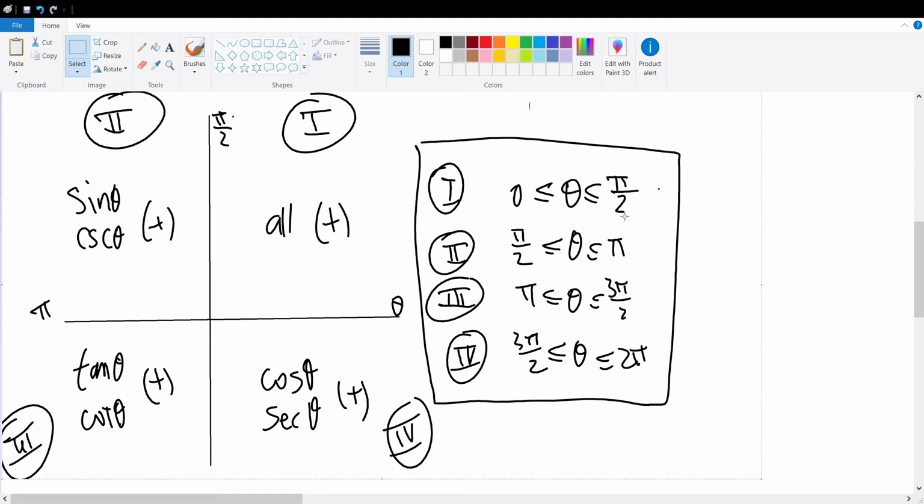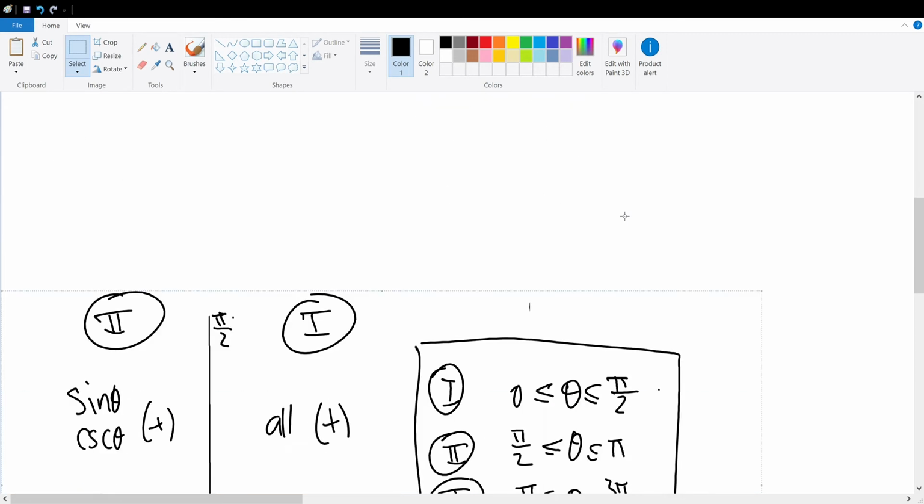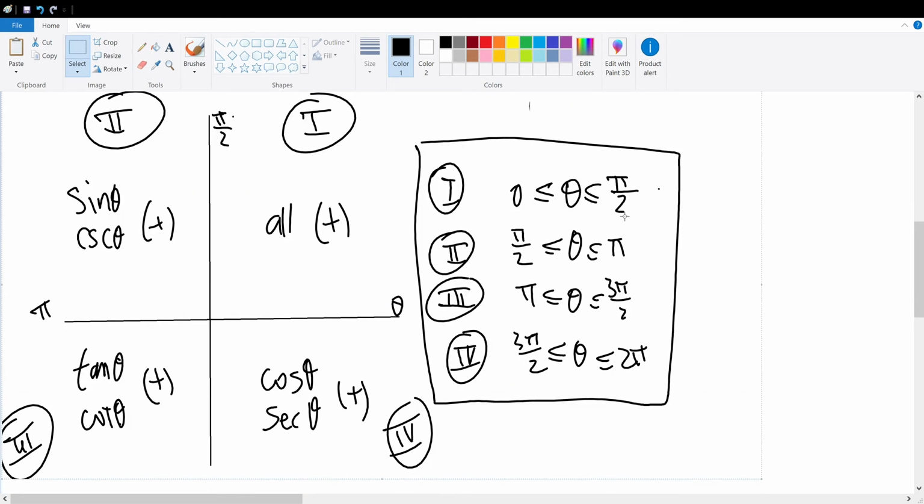So with this in mind, we can analyze the sine of pi plus theta. The supplementary property states that the resulting function remains the same as the starting function. So if we have sine of pi plus theta, the resulting function will be sine. But we do not know if this sine function will be positive or negative. Well, we must analyze the quadrants in order to find out.